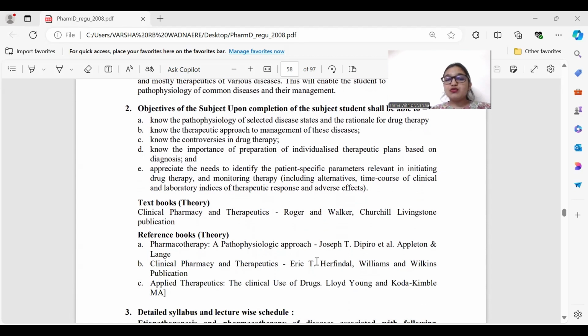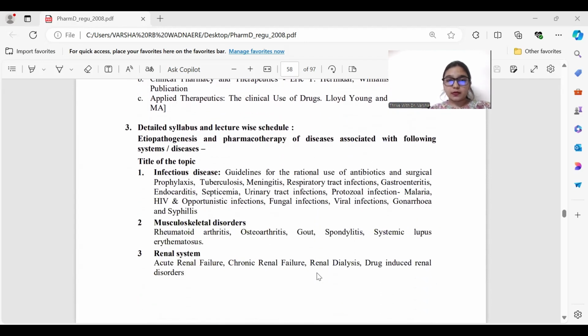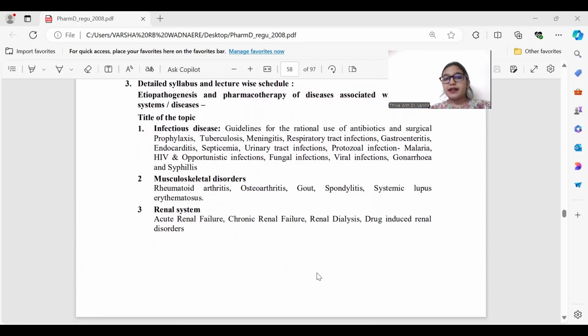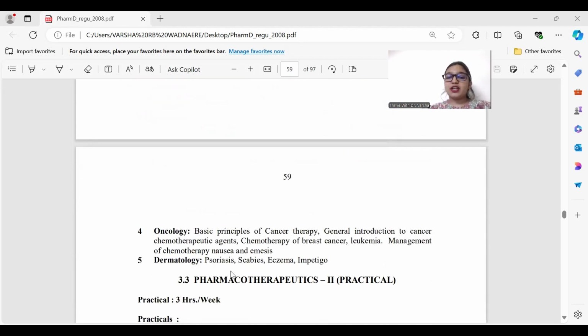The book you can use is again DPRO, and over here it is written Roger and Walker. But again, DPRO, we used DPRO during our third year. Now the topics that are included are infectious disease, musculoskeletal disorder, renal system, oncology and dermatology.